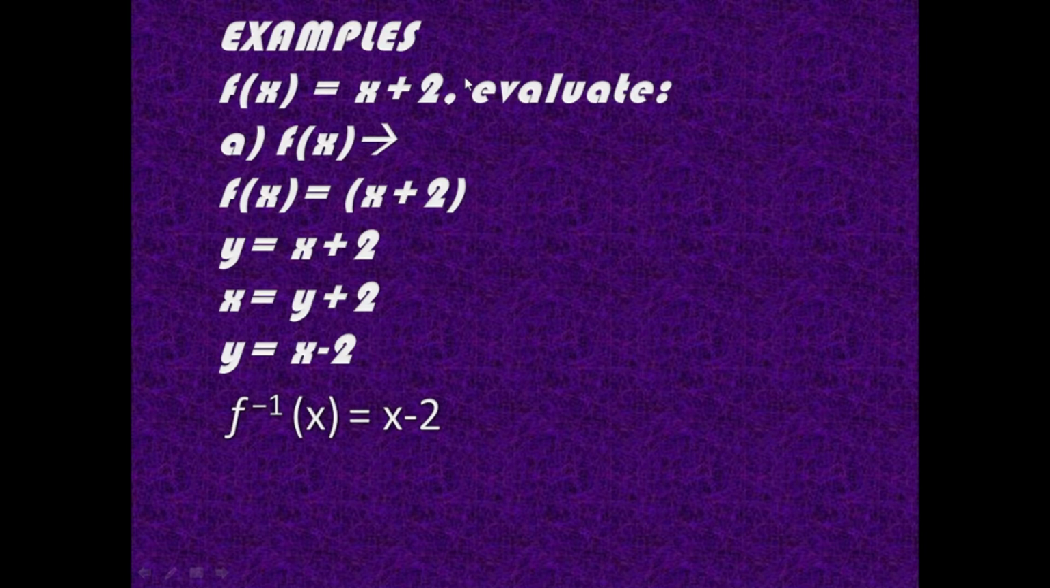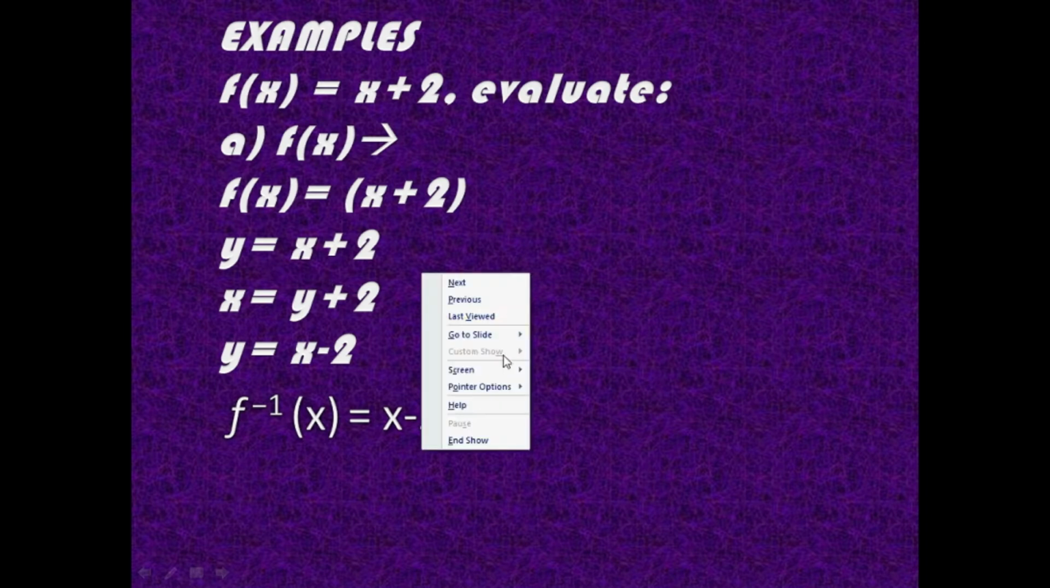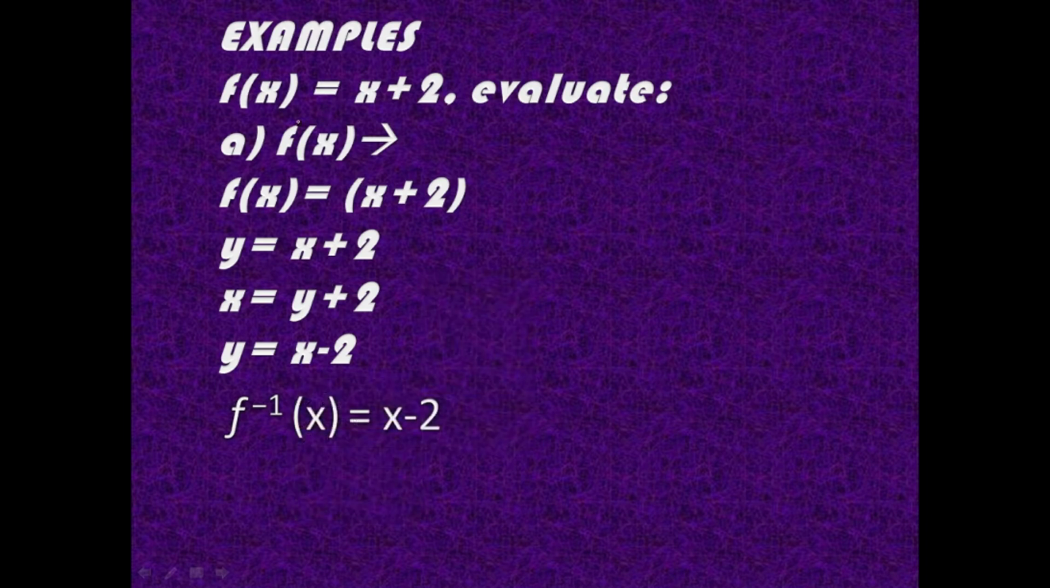f of x is equal to x plus 2. Evaluate f to the power minus 1 of x. Just a minute, a little bit of a mistake. So the question would be f to the power minus 1 of x. Right? So f of x is equal to x plus 2. So you will write f of x is equal to x plus 2.